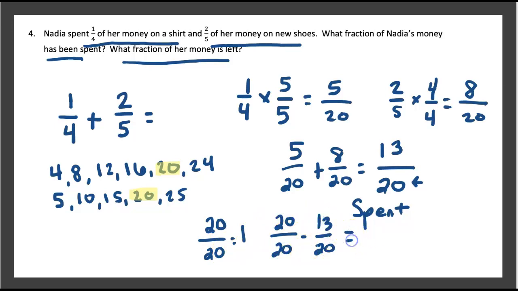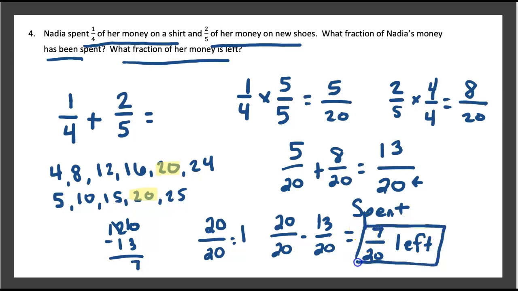They have the same denominator, so I can subtract. What does 20 take away 13? I want you to pause the video, and I want you to think about it. Okay? And if you need to, you can write it over here, and you can just do the standard algorithm of subtraction. Okay? So I can't subtract here, so I regroup: this becomes a 10 and this becomes a 1. 10 minus 3 is 7. 1 minus 1 is nothing. So what is left is 7/20ths of her money. Okay? So that's how you do that one.